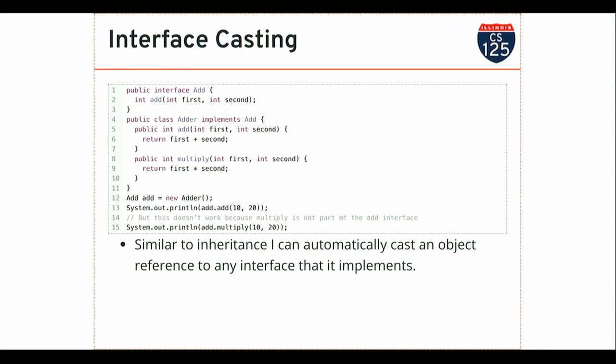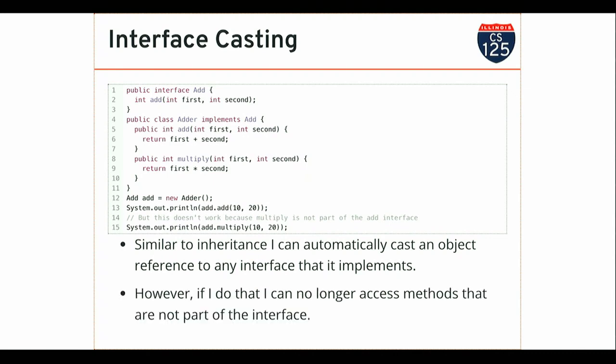So again, this is similar to inheritance. If I upcast something, I lose the ability to call the specific methods that the object might have defined that are not part of the class that I've upcast the reference to. So once I upcast to Object, I can call toString and hashCode, but I couldn't in this case call add and multiply.